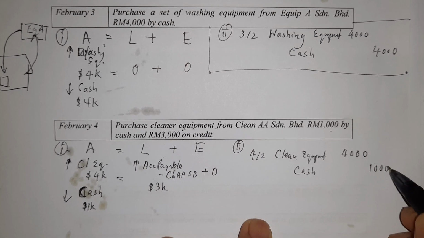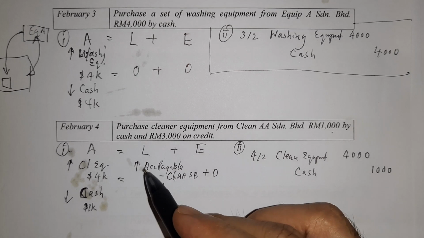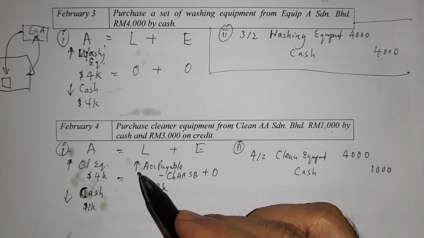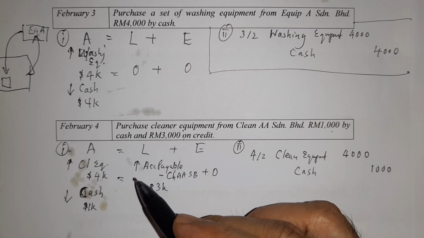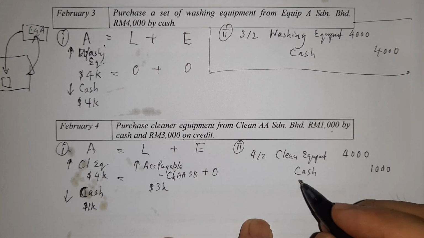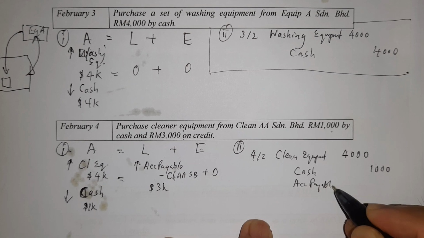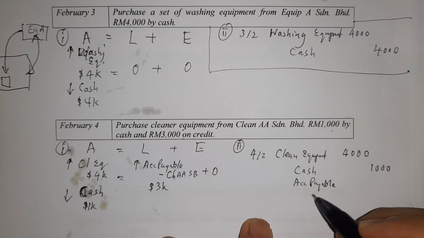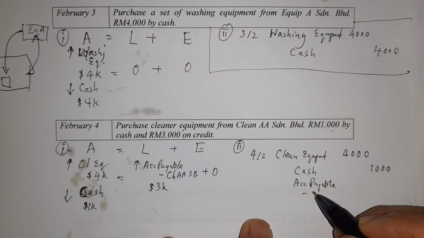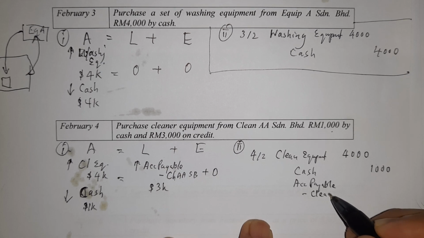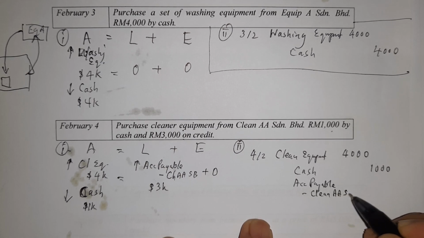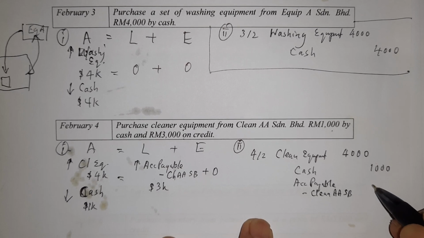Here, liability increase. The rule of debit and credit says you have to credit. So credit account payable. The name of the business is Clean AA, Chandrian Berhad. The amount is 3,000.